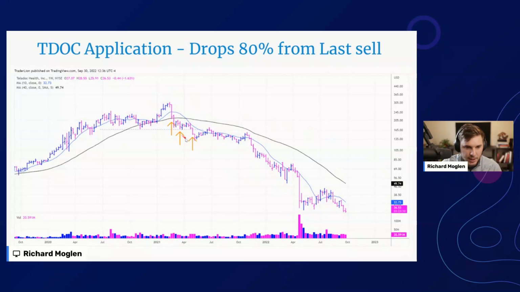Then we've got, this is the first week where the 40-week moving average is declining. So this is your second sell signal. And then lastly, we've got an undercut of this prior consolidation. You can draw a horizontal line from this point, and you can see we close below that.